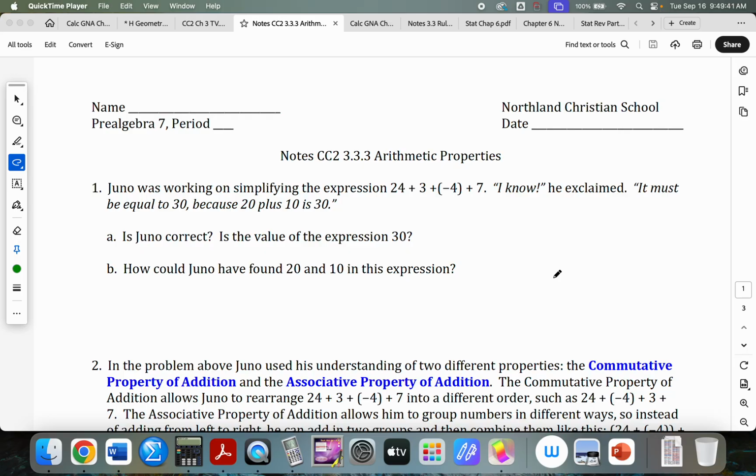Juno is working on simplifying the expression 24 plus 3 plus negative 4 plus 7. And he said, I know. It must be equal to 30 because 20 plus 10 is 30. First of all, sometimes when the kids in our stories go, ooh, I know, sometimes they're wrong, sometimes they're right. Is Juno right? Is the value of the expression 30? Yes.